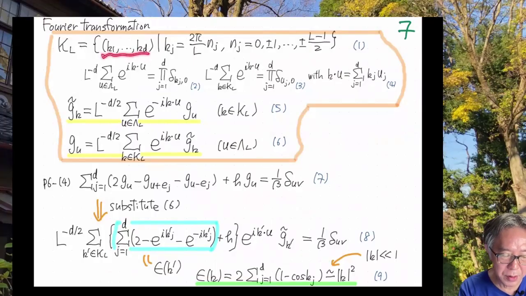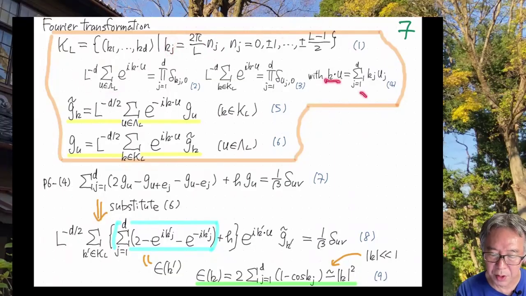And here, this is the wave number vector, and each component takes this value of this form, where n runs roughly between minus L/2 and L/2. So this K itself is roughly between minus pi and pi. Okay. And then these are the basic identities.